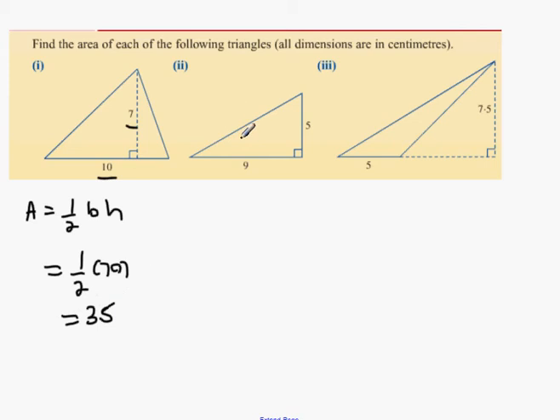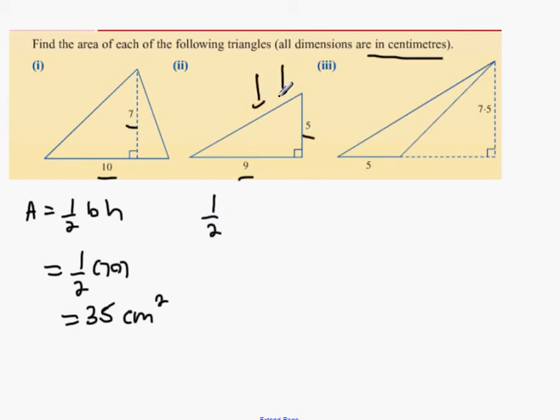Now please remember, all dimensions are in centimeters. Is the answer centimeters, centimeters squared, or centimeters cubed? Centimeters squared, because it's two-dimensional. What about the next one now, Noah? A half base by height, a half.